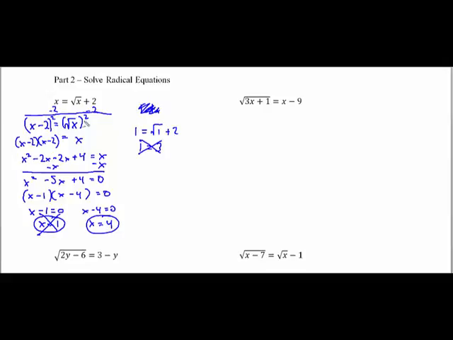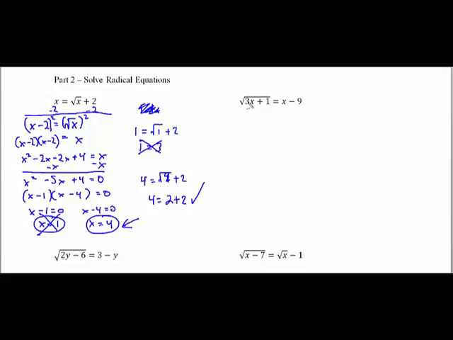Here I'm going to plug the 4 into this equation, so I'm going to have 4 is equal to the square root of 4 plus 2, and that's going to give me 4 is equal to 2 plus 2, and that's right. So 4 is my answer to the problem. So it's best to look at these problems and check your answer when you're finished with them, because it's possible you might have an inconsistency.